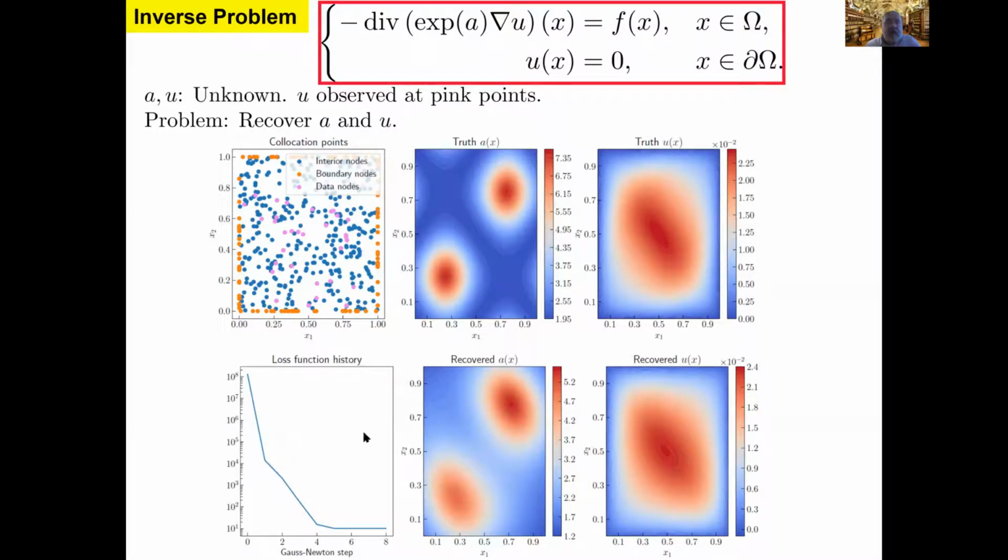Note also that we are solving both the forward and inverse problems at the same time, whereas the classical MCMC approach is to iterate between solving the PDE and solving the inverse problems.